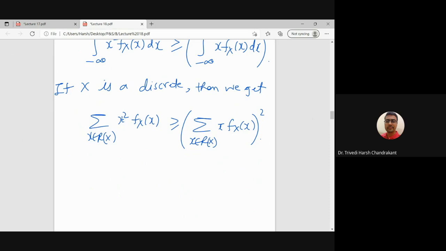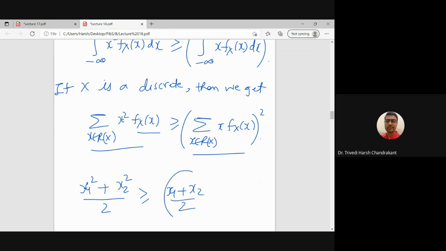So what will this quantity become? That is x1 square times probability half, plus x2 square times probability half. So that is the average of these two numbers. What are x1 and x2? They are in the range of the random variable; x1 and x2 are any two real numbers. It may be 0, 1 or any two real numbers. And on the other side, what do we get? (x1 + x2) by 2.